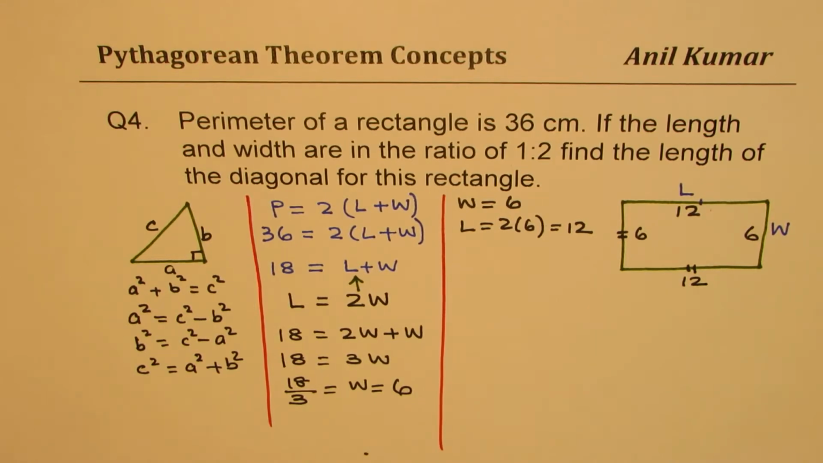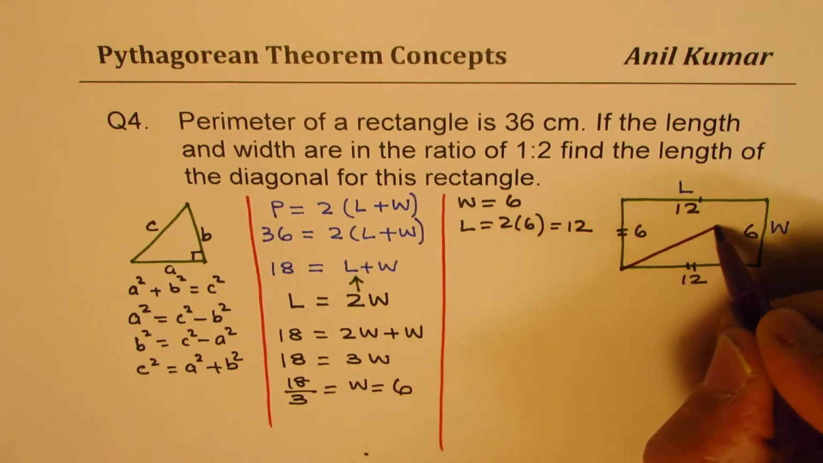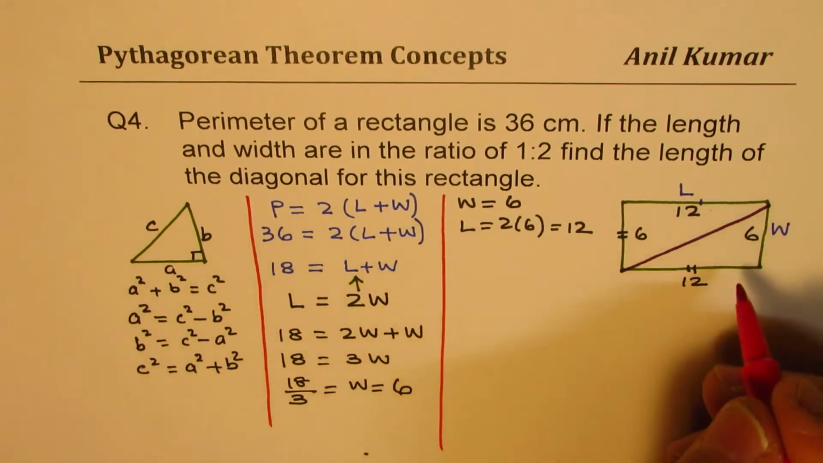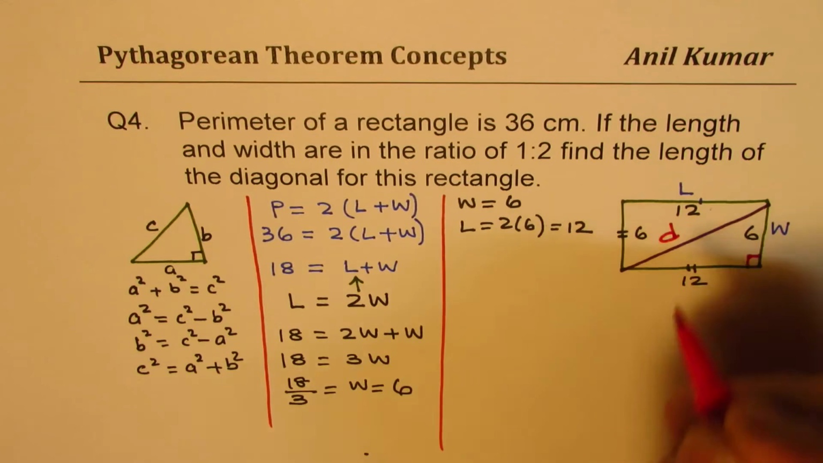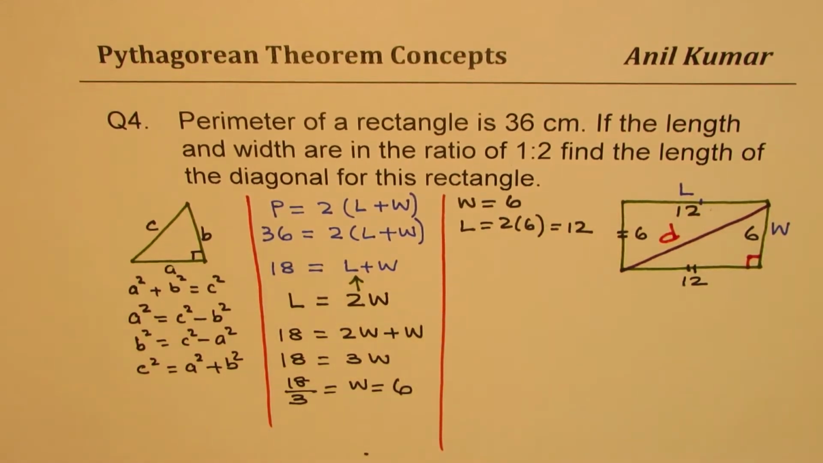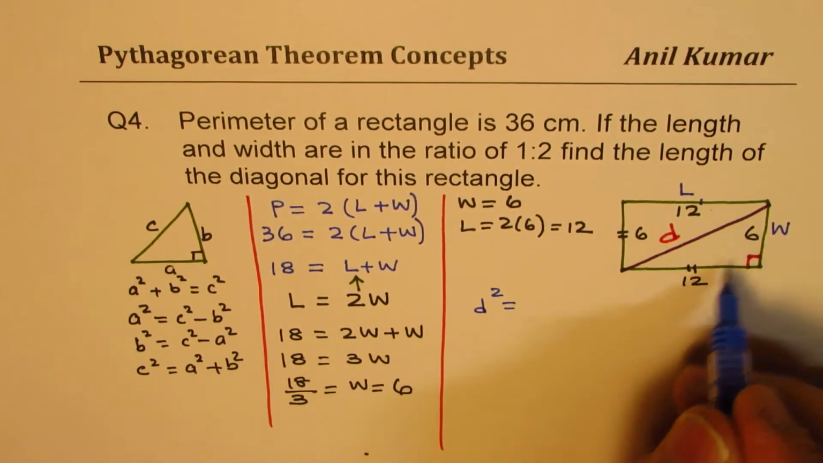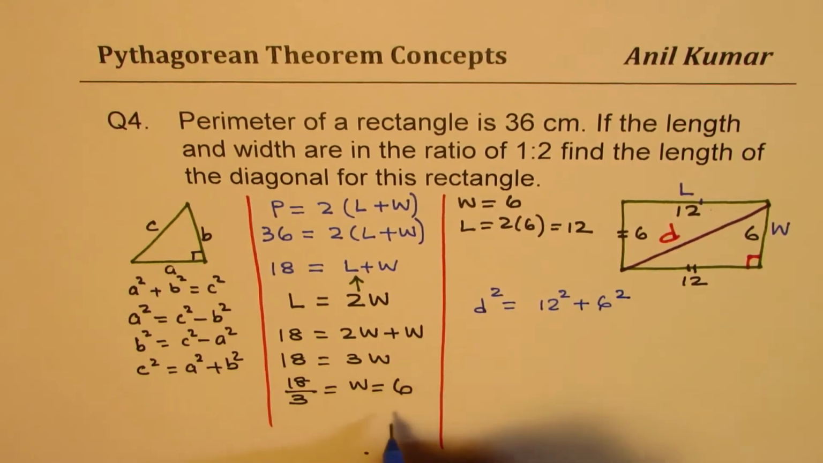So that is the dimension of our rectangle. What do we need to find? We need to find the diagonal. That is what we need to find. How can you do it? Using Pythagorean theorem, we can do it, right? So let's say the diagonal is D. Diagonal will be how much? Well, the square of the diagonal, D square, should be equal to the squares of these two added together, right? So 12 square plus 6 square, right?